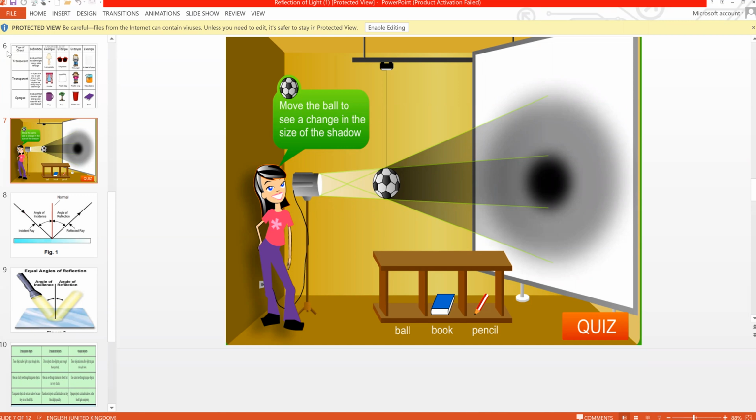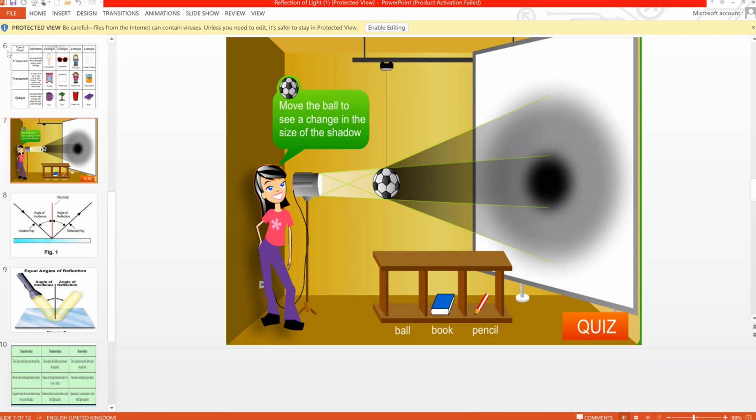For example, the object will not allow the light to pass through it. So the light rays will go above the object or below the object. And finally they form a shadow. So this can be defined like this. You can write down in your notes also.